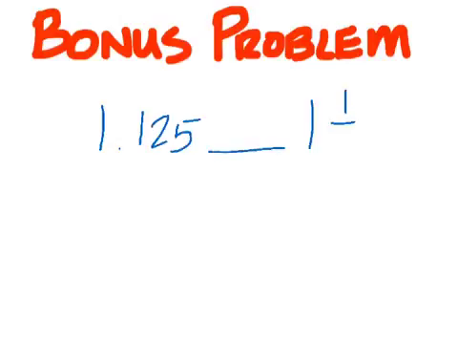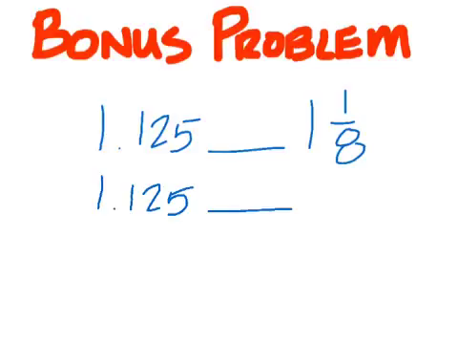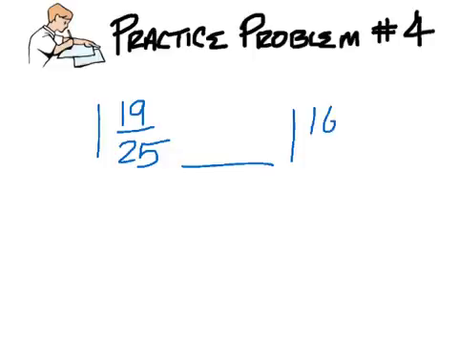Here's another bonus. 1.125 is what in comparison to 1 and 1/8? Alright, 1.125, but what is 1 divided by 8? 0.125, so it's 1.125. Should be equal. Practice number 4. 1 and 19/25 is what in comparison to 1 and 16/25?